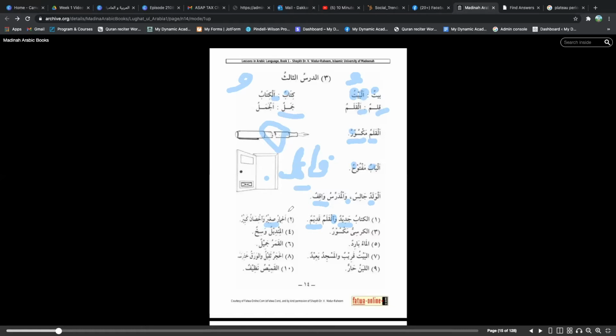Al-himaru. So remember, himarun with the tanween at the end was a donkey. Now we put the alif lam in front, and then we got rid of one of the numbers and made it al-himaru. So it's now ma'rifa, it's definite. Al-himaru saghirun. The donkey is small.